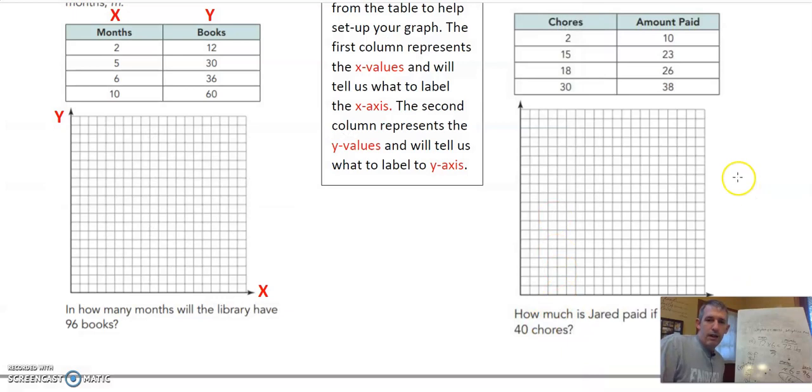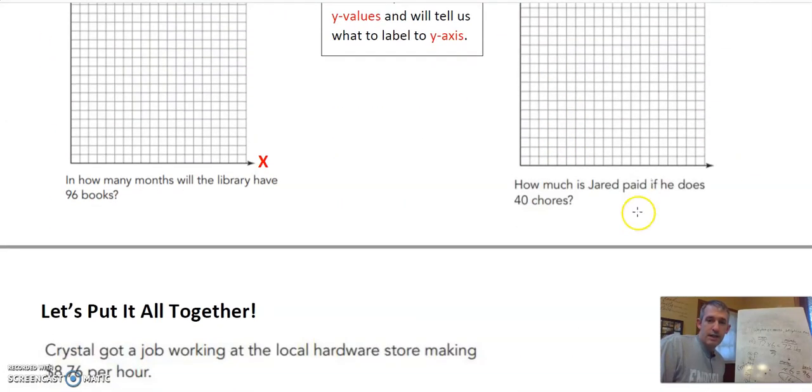All right. So the other one's very much like that. Sketch your graph. Use it to answer this question.